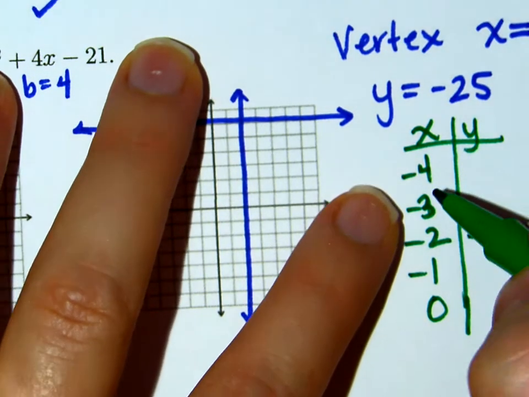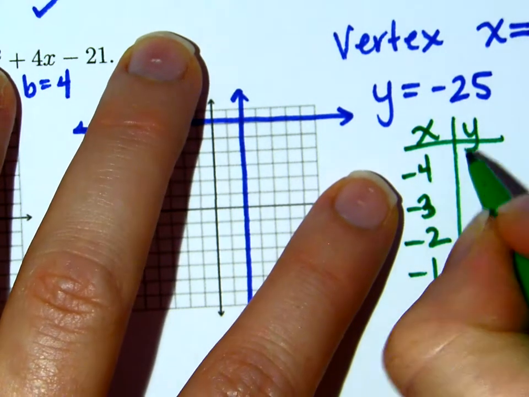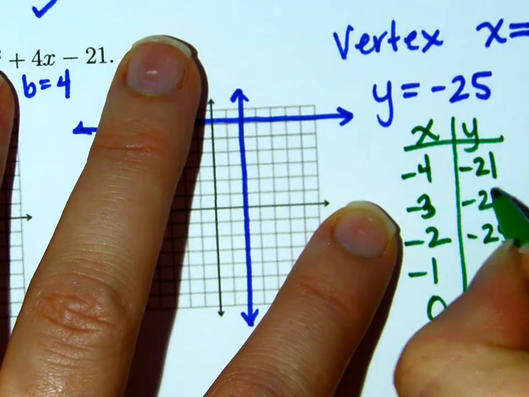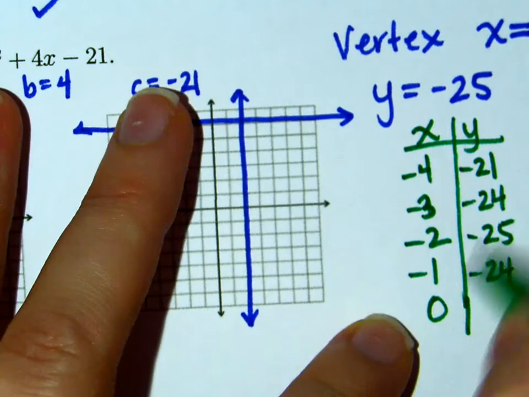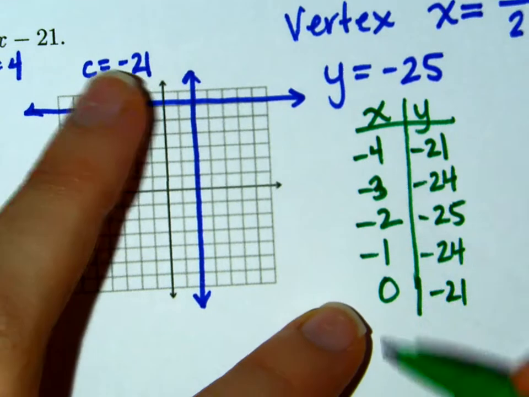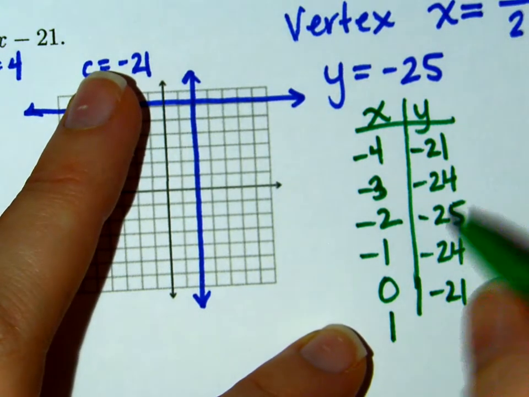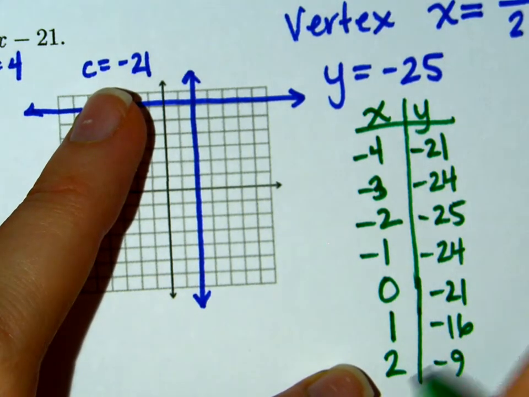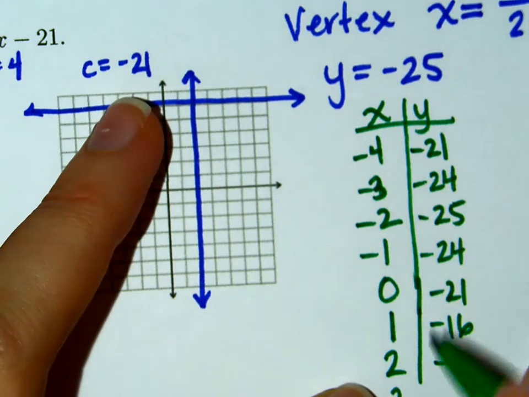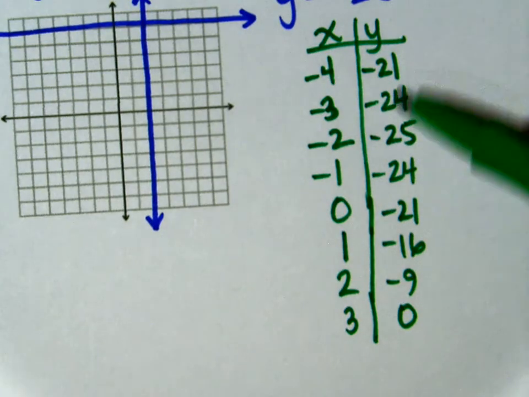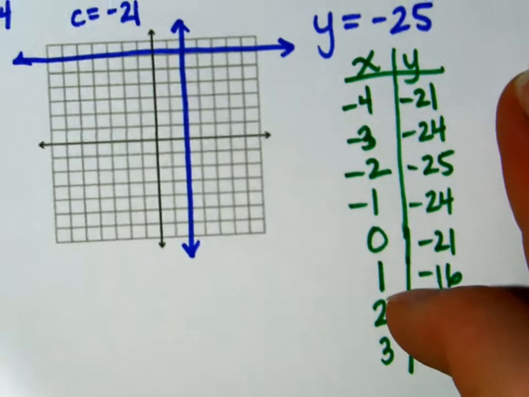If we go -4 style, that is -21 as a y. -3 is -24. And, okay, I'm going to want more. If we plug in 1, we get -16. If we plug in 2, we get -9. And if we plug in 3, we finally get 0. I needed more values because I saw that this was all very close together and all negative, so I put in some more. Let's graph.